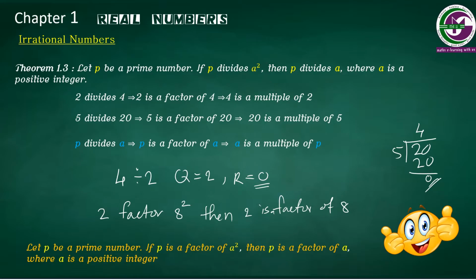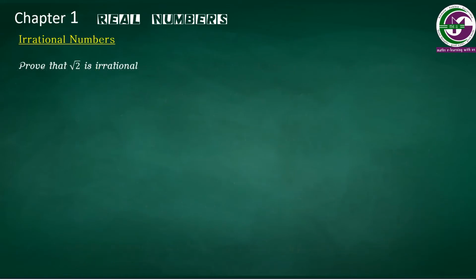Now we'll move to prove root 2 is irrational. Now look at the question: prove that root 2 is irrational. This part is one of the very important parts of this chapter. So you must learn how to prove that either root 2 or root 3 or root 5 is irrational. You can expect any one of these questions in the examination.